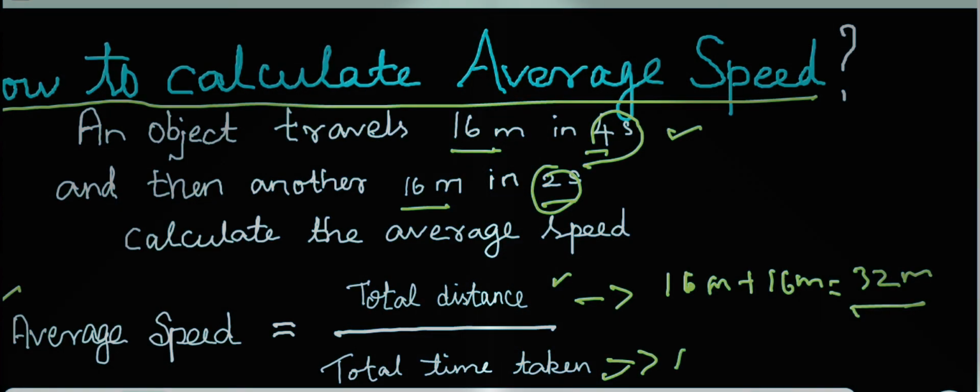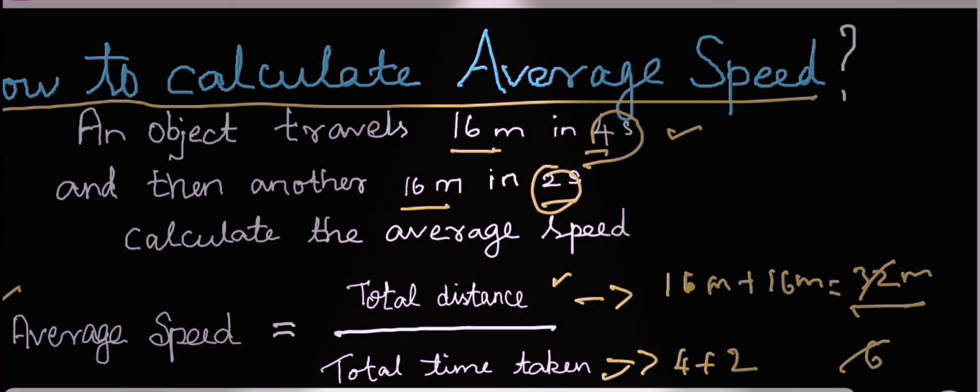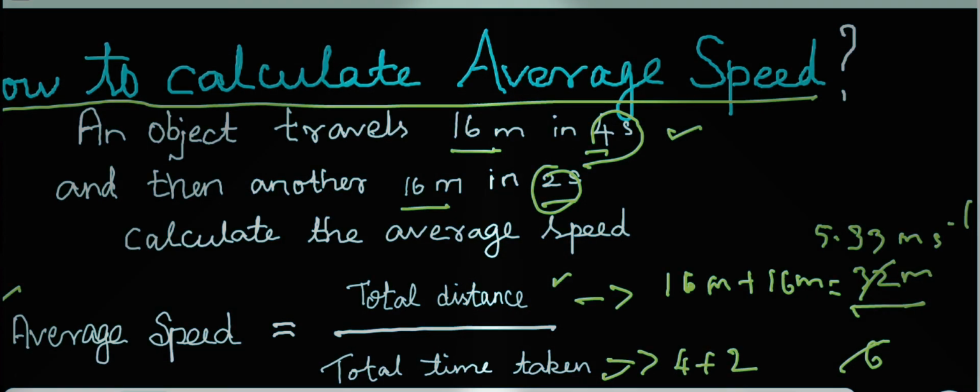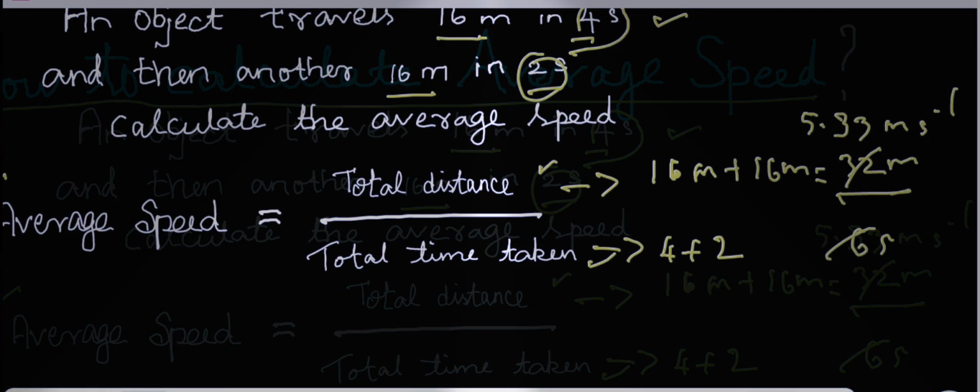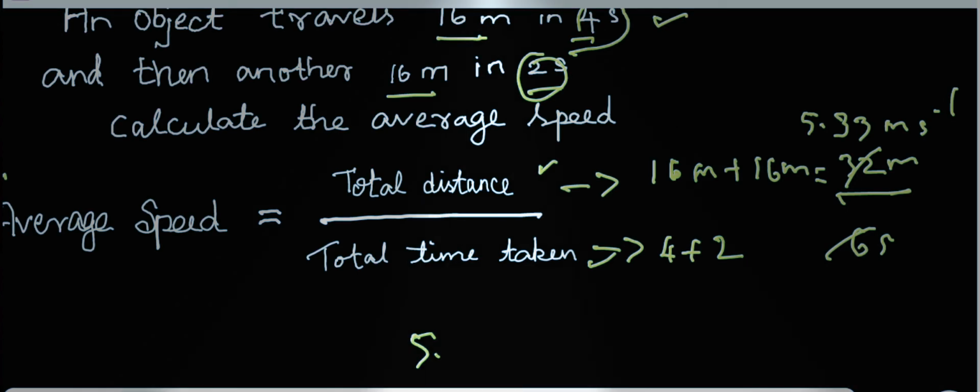Add this 4 and 2. You will get 6 seconds. Divide 32 meters by 6. You will get 5.33 meters second minus 1. So when 32 meters is divided by 6 seconds, with the unit meter and second, the value of average speed is 5.33 meters second minus 1.